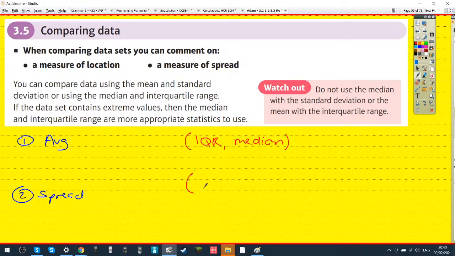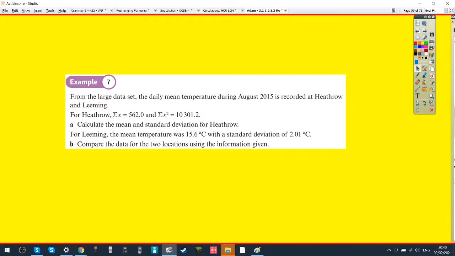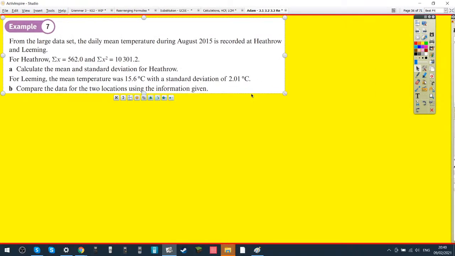Or this way would be the mean average and the standard deviation. Yeah, and you would do that. I suppose you could use variance, but I think they'll use standard deviation. Calculate the mean and standard deviation.